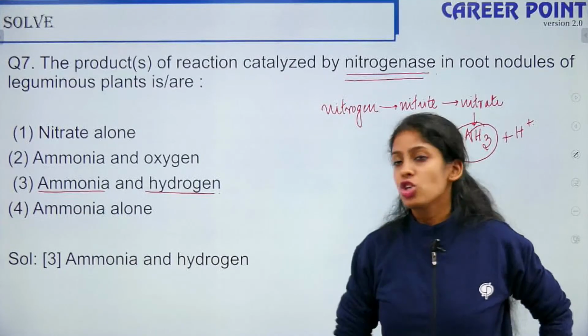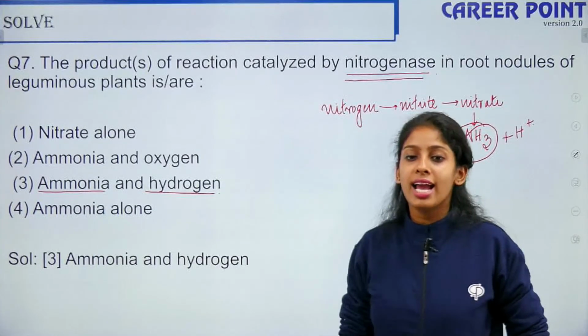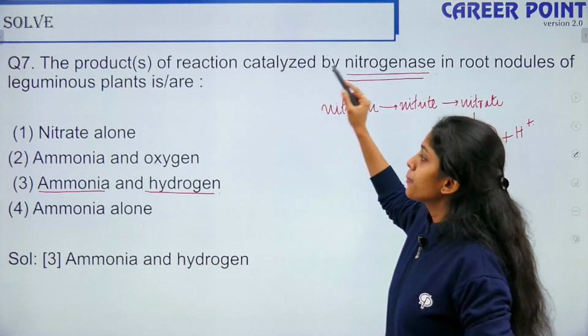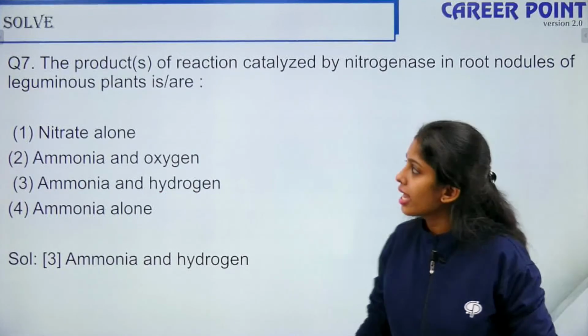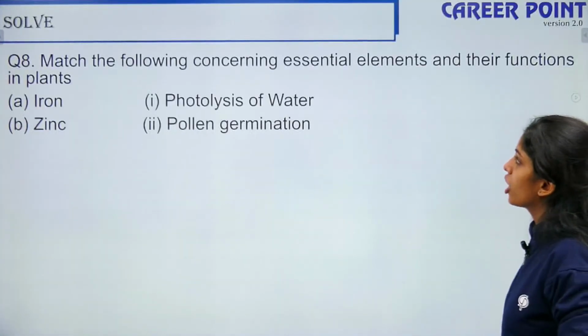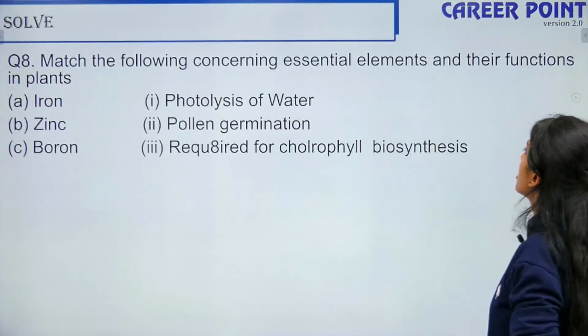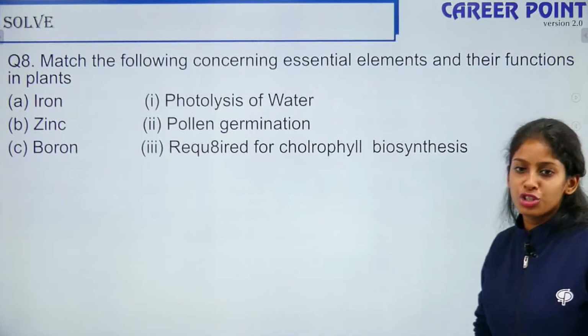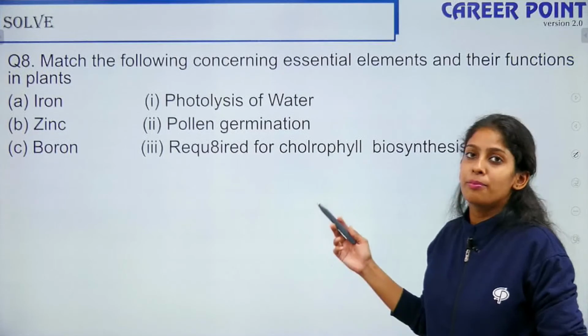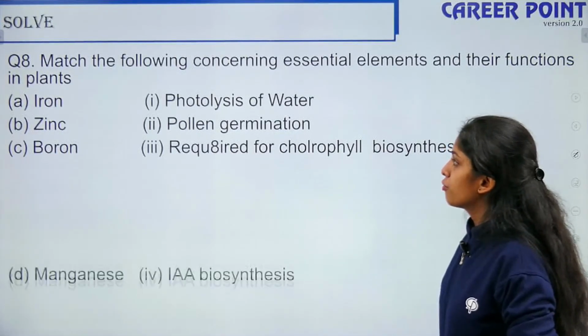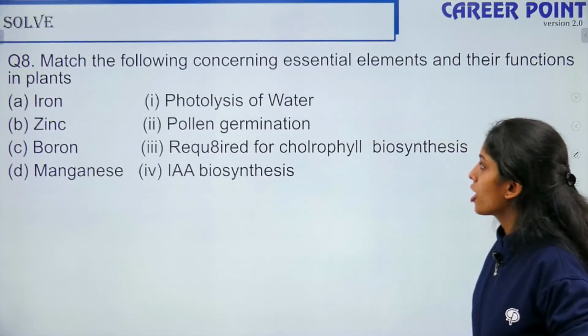So here it is option C, that is ammonia and hydrogen. I am asking the products. Okay? Yes, question 8. So here we go. So match the following concerning essential elements and their functions in plants. So this is your mineral nutrition. So what is the function of iron, zinc, boron, manganese?